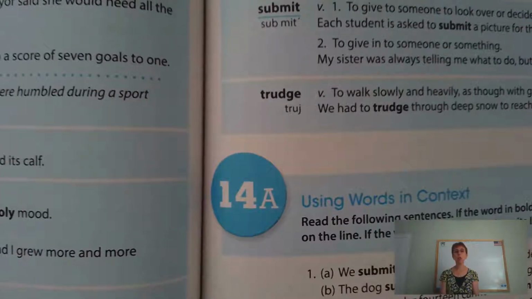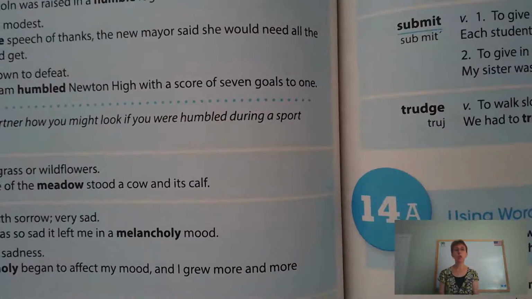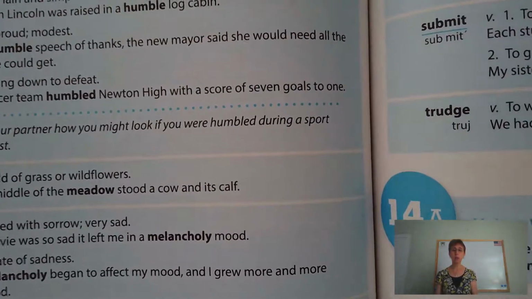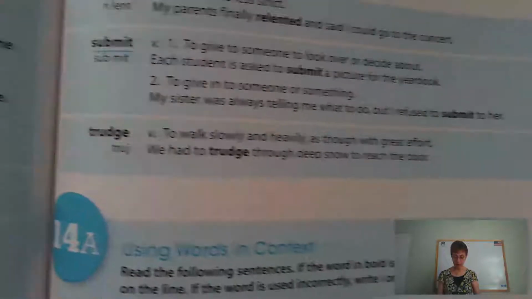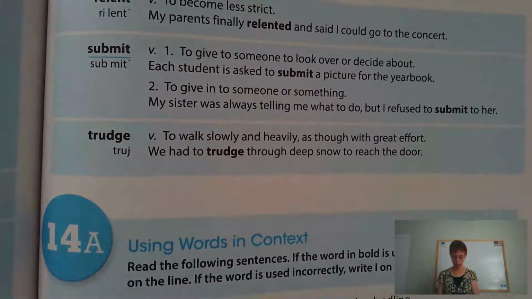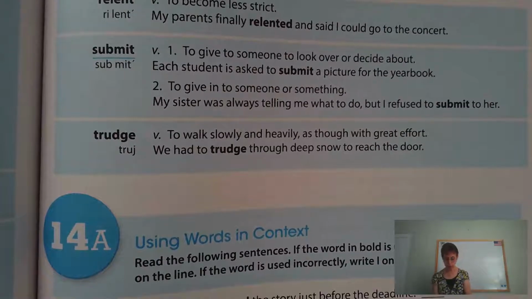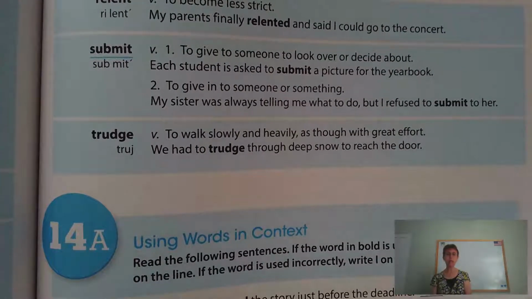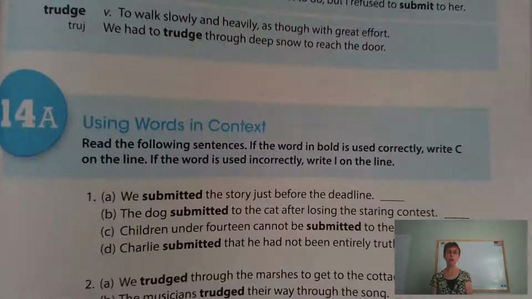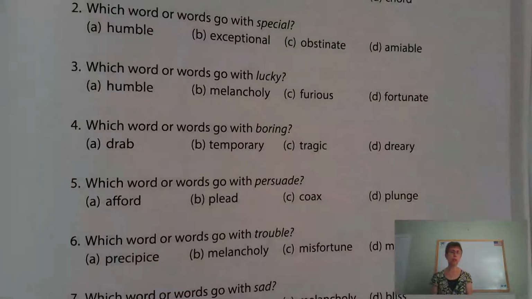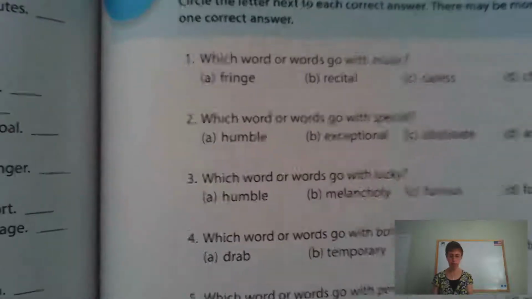Please make sure that you go back and read over those definitions carefully so that you are familiar with these words and what they mean. Then today you will work on 14a using words in context. For each statement that's given, you write C if it is correct, I if the statement is incorrect. And you've been doing this each week, so you are familiar with how that's done.